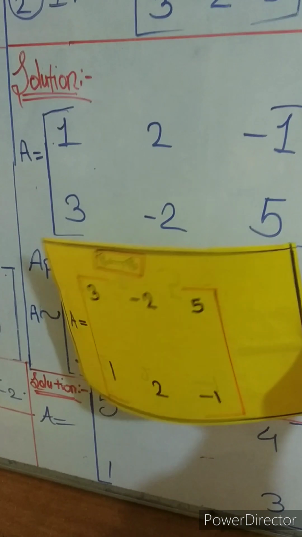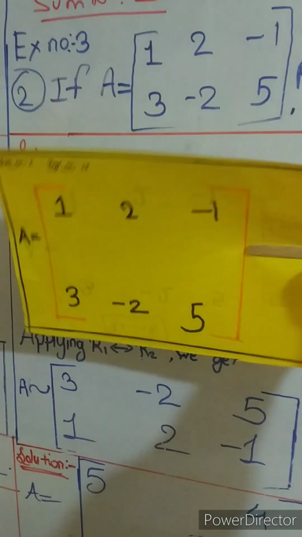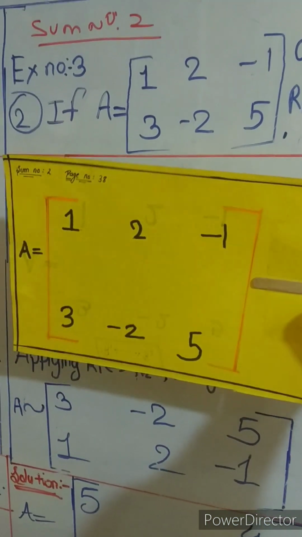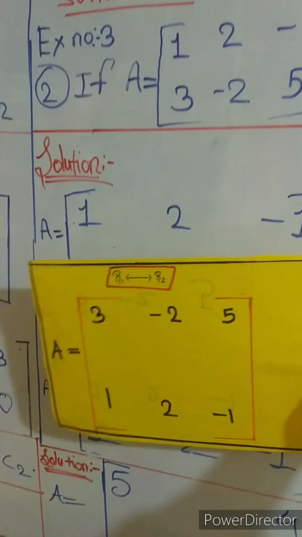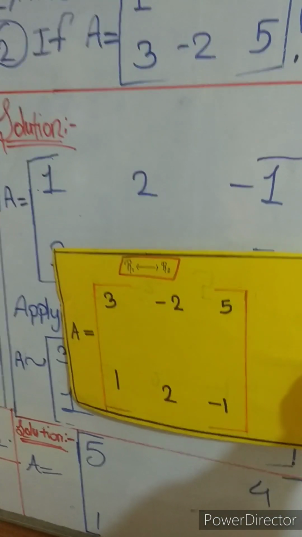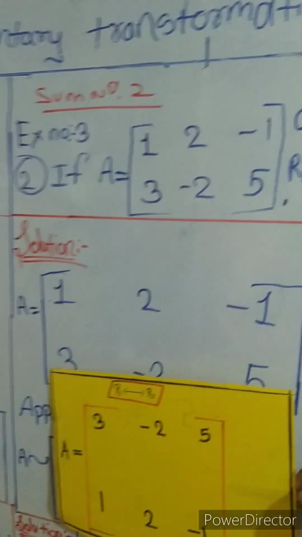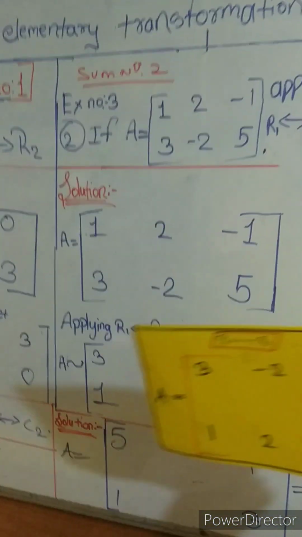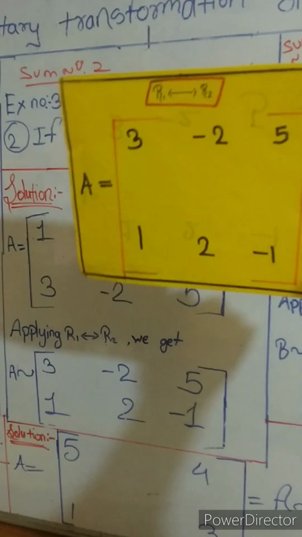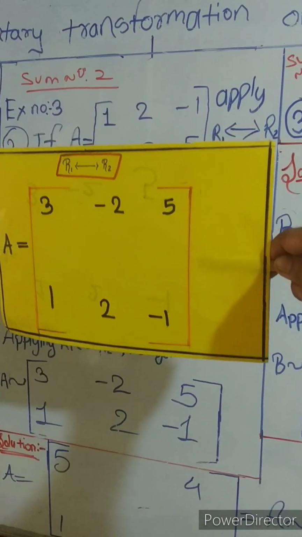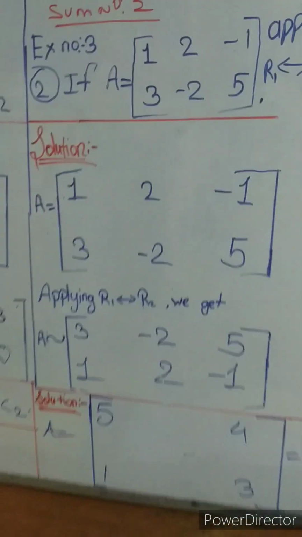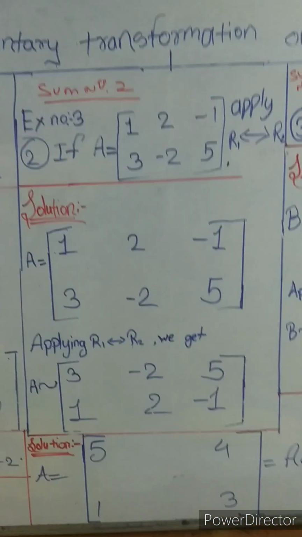One more time I am repeating this. This is the question. We just have to rotate in the chart, and we get the final answer of this problem. Now I have written the same on the board also: [3, -2, 5; 1, 2, -1]. That is the answer. Sum number 2 has been completed.